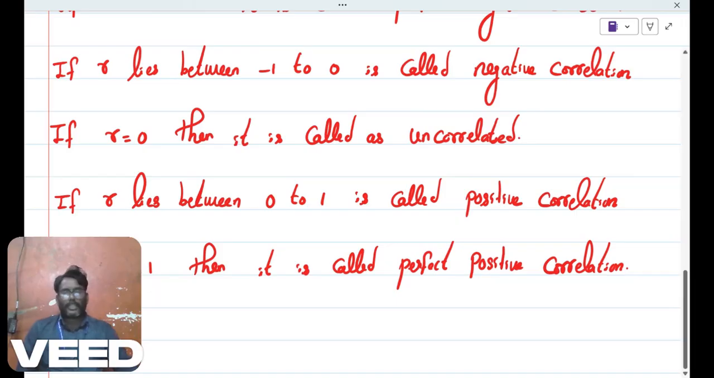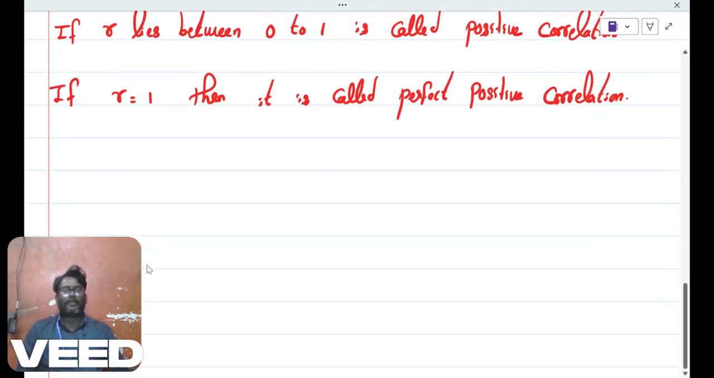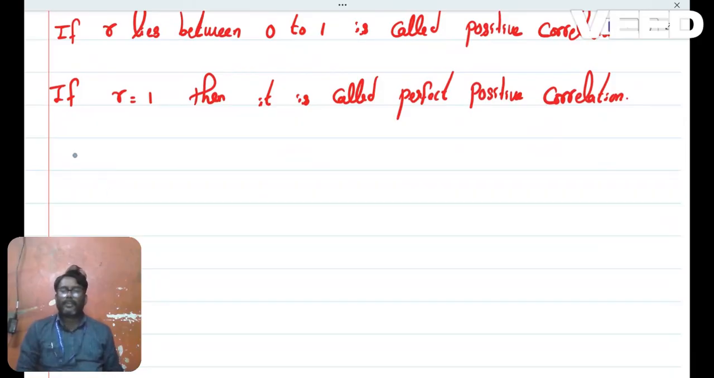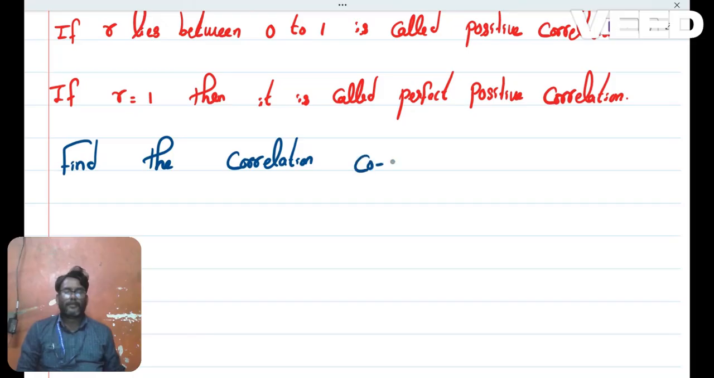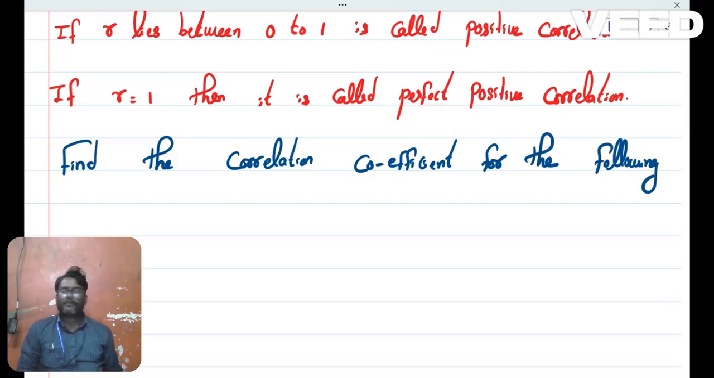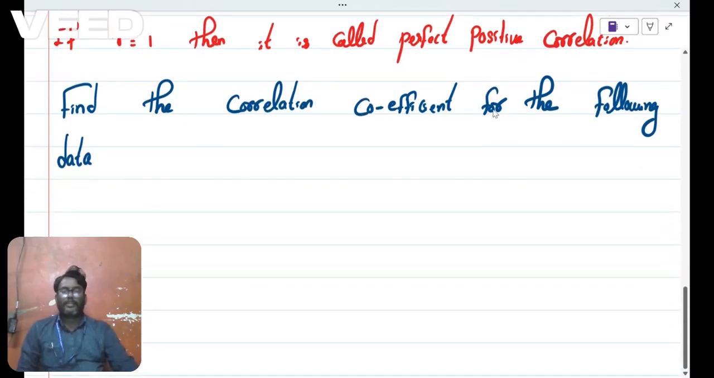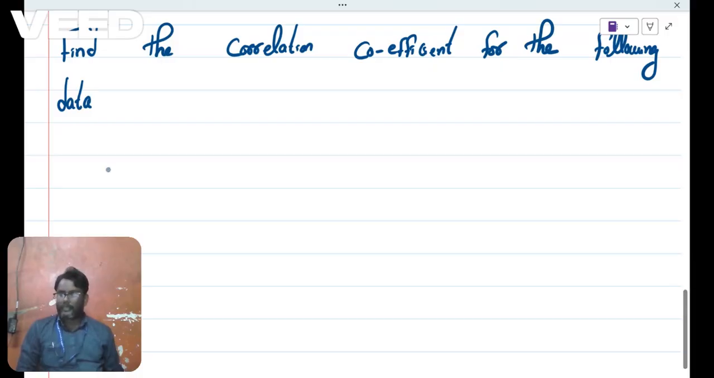Okay. Now I'll explain this concept by solving a problem. Find the correlation coefficient for the following data. Okay. The data are given as, here I can take it column wise.